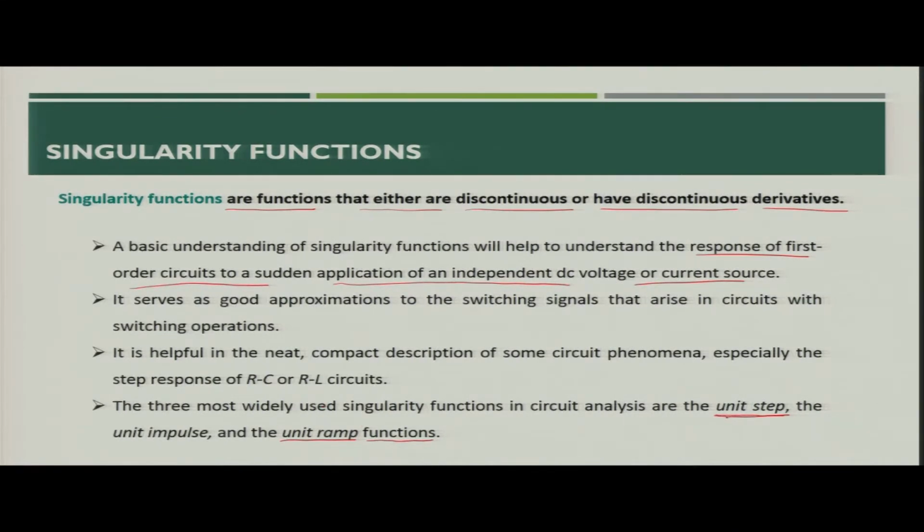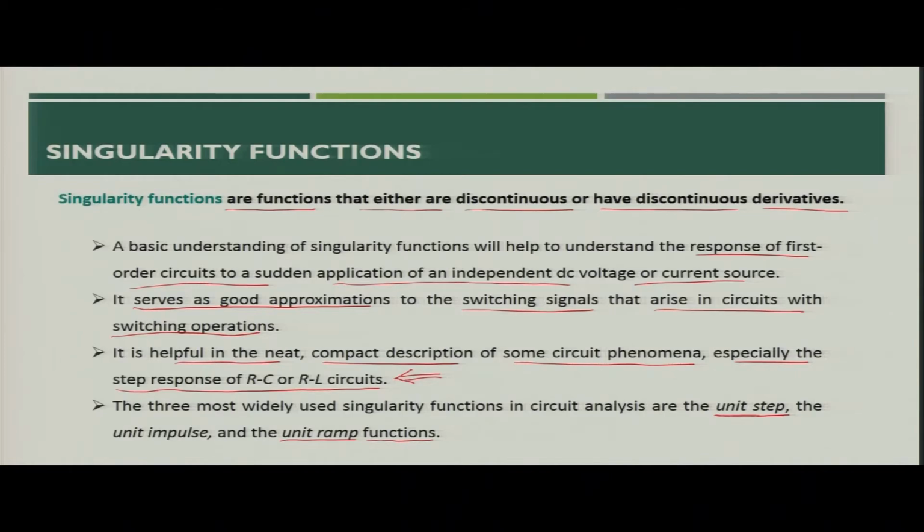Now, the unit step serves as a good approximation to the switching signals that arise in circuits with switching operations, and it is very helpful in the neat and compact description of some circuit phenomena, especially the step response of RC and RL circuits. In a later session, we will try to understand what happens to the circuit response when you apply a step input to the circuit. This would be the important activity which we will try to understand.